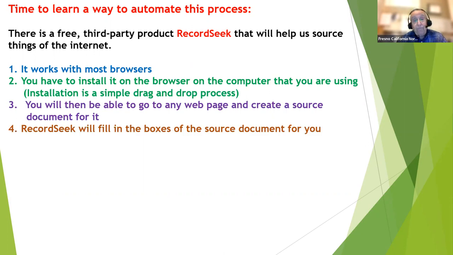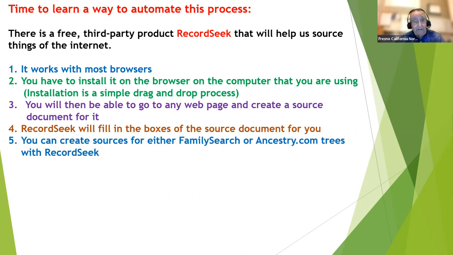And RecordSeek will fill in all the boxes for you. We won't be having to type all these things in. And you can create the source for one of two places. You can either put the source in FamilySearch or put it in Ancestry. There is a limit there. It only works for those two websites.